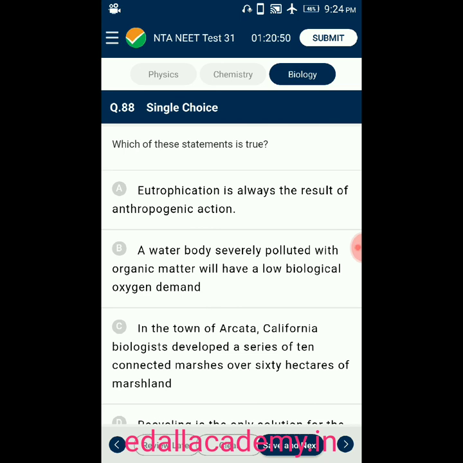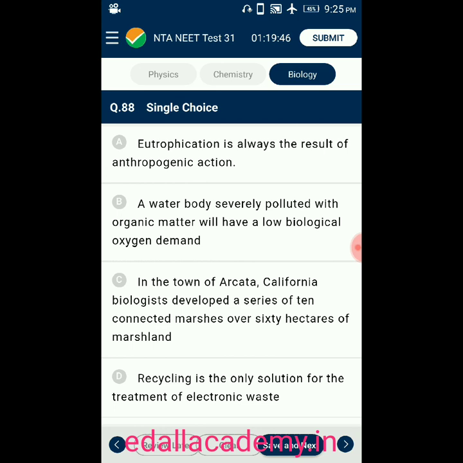Question number 88. Which of these statements is true? Eutrophication or aging can occur. It is accelerated by anthropogenic action, that is due to human activities. The higher the organic matter in water, the higher is the biological oxygen demand. In Arcata, a series of 6 connected marshes over 60 hectares were developed. So the answer for this question is option D. Recycling is the only solution for the treatment of electronic waste.